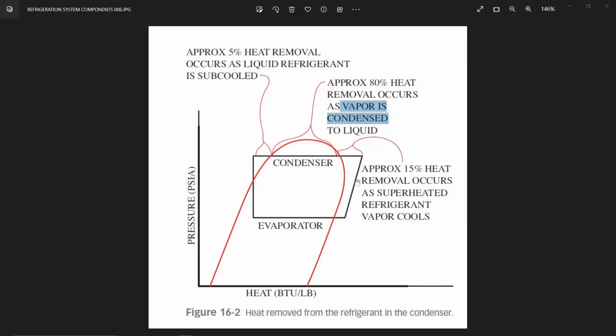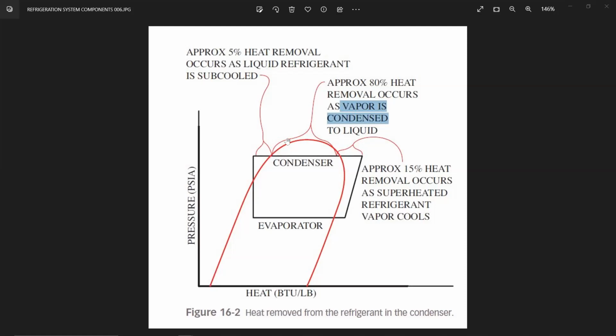Here you see approximately 15% heat removal occurs as superheated refrigerant vapor cools, and then approximately 80% heat removal occurs as the vapor is condensed in the condenser, and then approximately 5% heat removal occurs as the liquid refrigerant is subcooled. So that is initially before even entering the condenser, as the superheated refrigerant vapor cools while approaching the inlet to the condenser, the enthalpy doesn't change, but the cooling starts. About 15% is there.